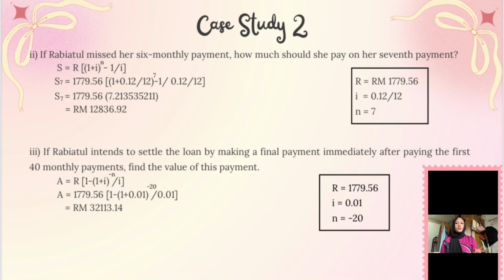First, we use the annuity formula. A equals R times [1 - (1 + i)^(-n)] divided by i.